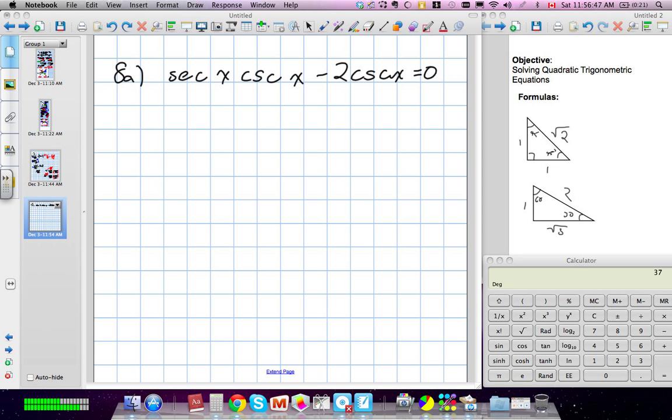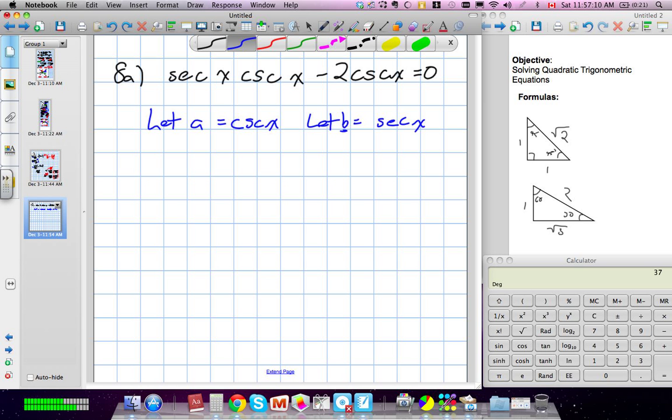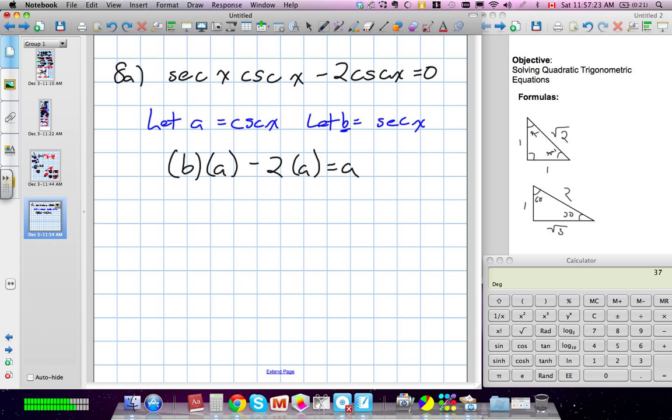Okay, question 8a. They have secant times cosecant minus 2 times cosecant x is equal to 0. I'm going to do two let statements. Let a equal cosecant x, and let b equal secant x. I will leave them in those colors. Secant is now b, so I have b times cosecant, which is a, minus 2 cosecant, which is a, equals 0. So essentially I have ab minus 2a equals 0.